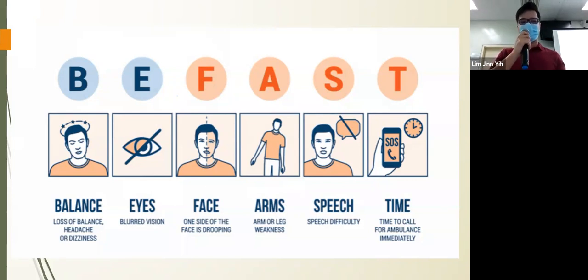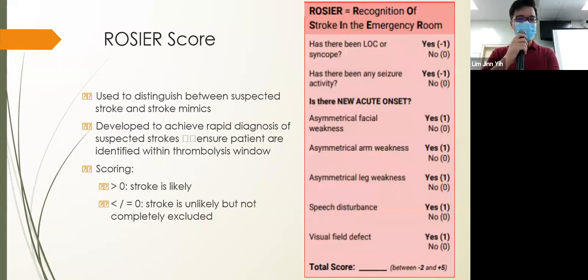Your balance, whether the patient has loss of balance, blurred vision, facial asymmetry, unilateral weakness, slurred speech, and time, which is just to remind us that we must be fast in picking up stroke.